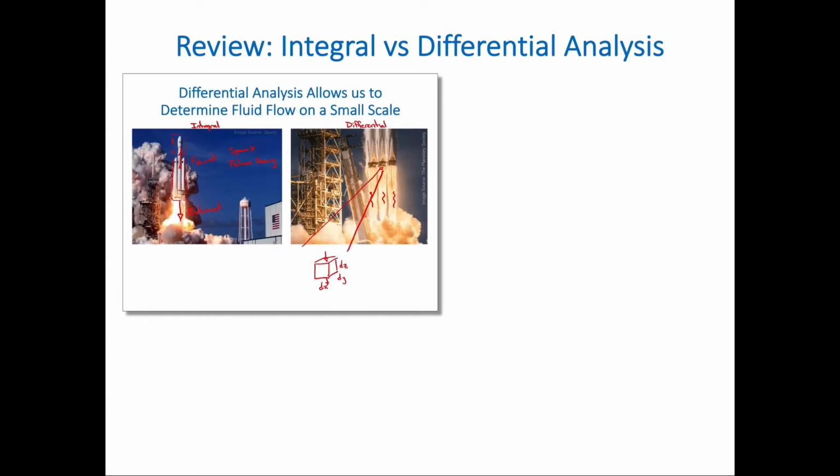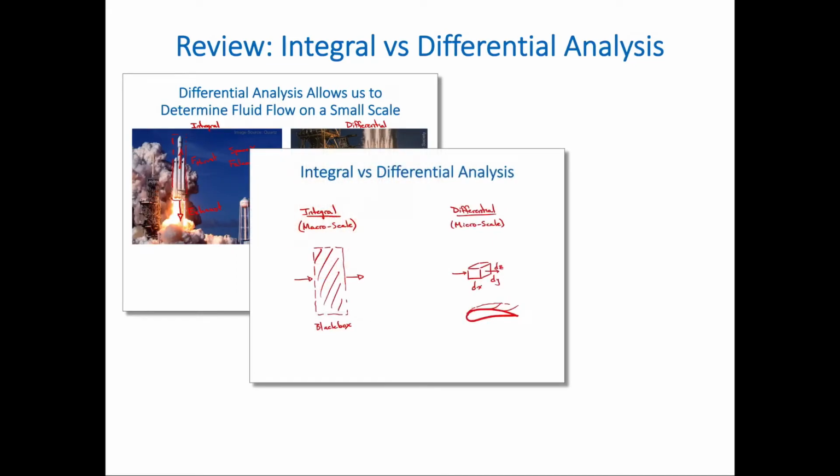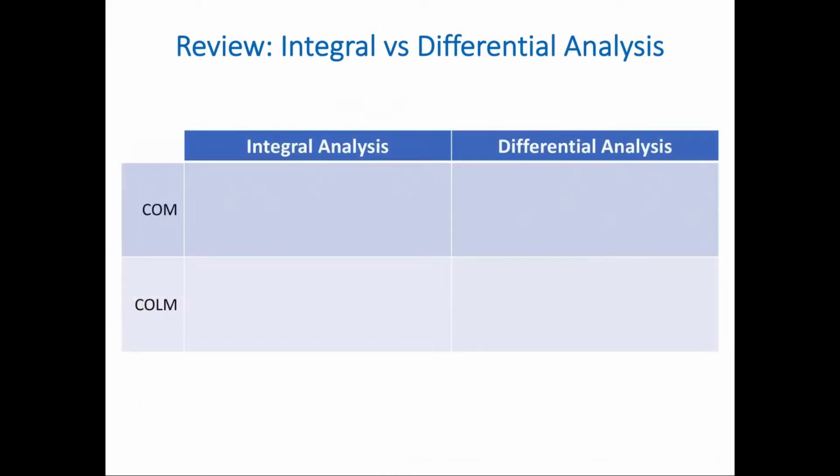Quick review. If you haven't already done it, please make sure that you go back and watch the video from lesson 24, where we go over the difference between integral and differential analysis, and then use differential analysis to derive conservation of mass on a differential basis. We see that the integral method on the left-hand side is macro scale, treating things as a black box. On the right-hand side, we're talking about micro scale, really small differential elements, and then we use that to derive conservation of mass.